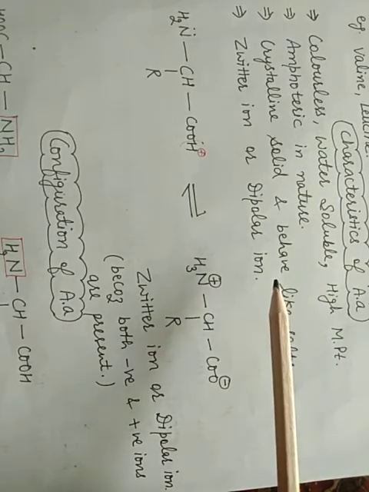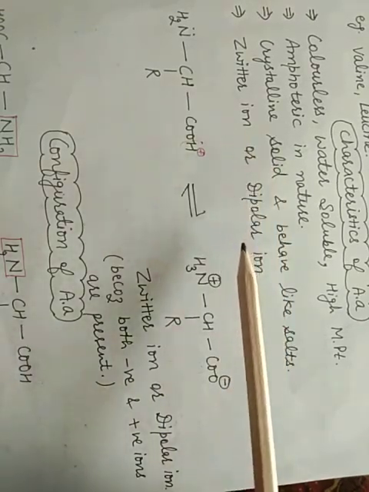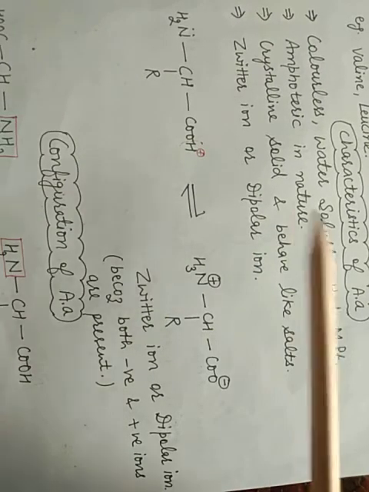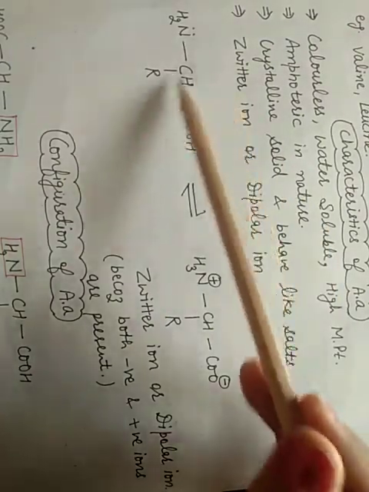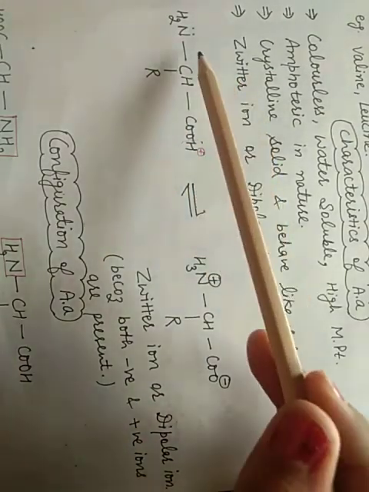Third, it is a crystalline solid, and it behaves like a salt. Fourth, it forms a zwitter ion or dipolar ion. This is very important. You see the structure of alpha amino acids. This group has the COOH group and the other has the NH2 group.